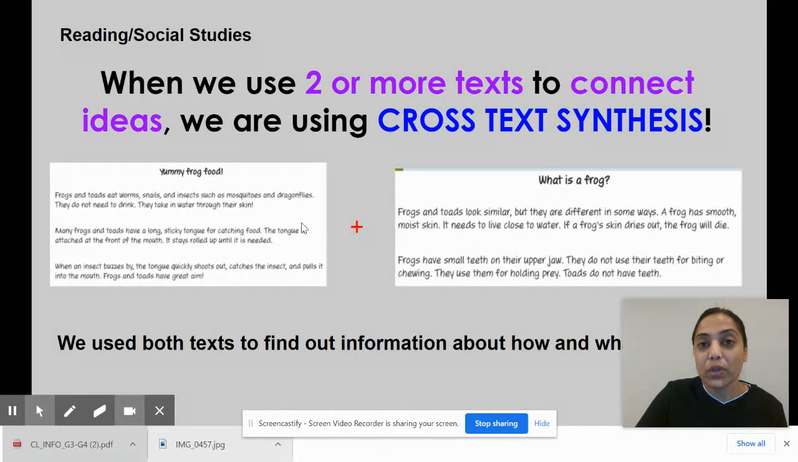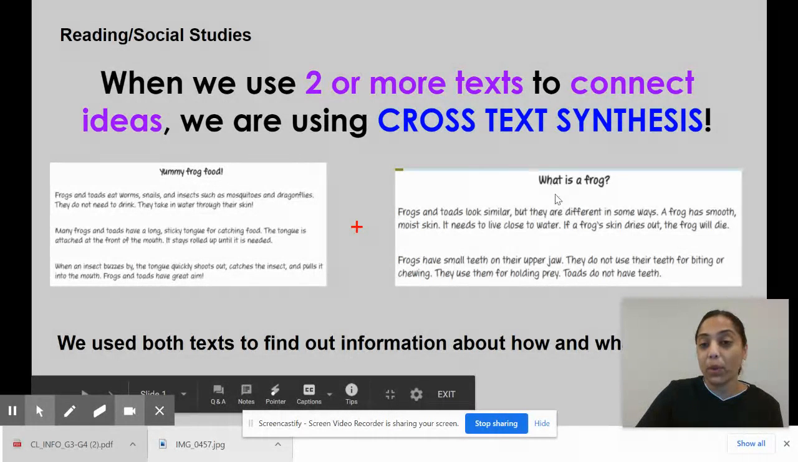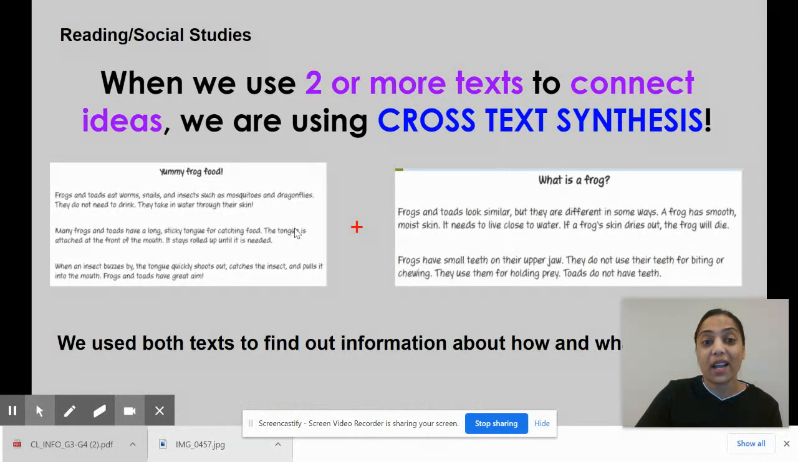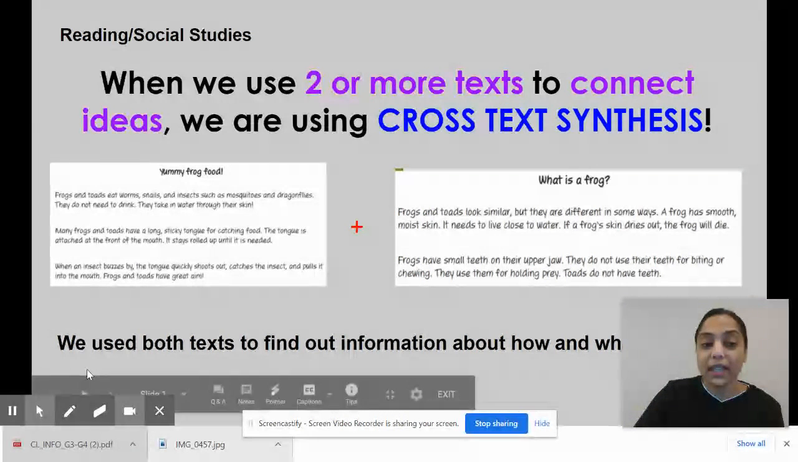One of the things that we do as readers is we make sure that we pause after every section. So for yummy frog food, we read the first section, paused, and asked ourselves, is there any information about frogs eating, how they eat? And then you shared with me what information you highlighted. So that was another skill that you learned. So this is what we did, right? And we looked at both texts. We noticed that sometimes we find more information in one text than the other. And in this case, yummy frog food had more information than what is a frog. So we looked at that.